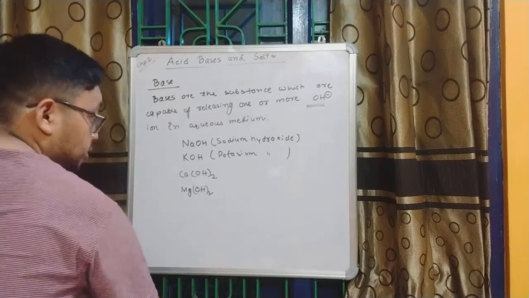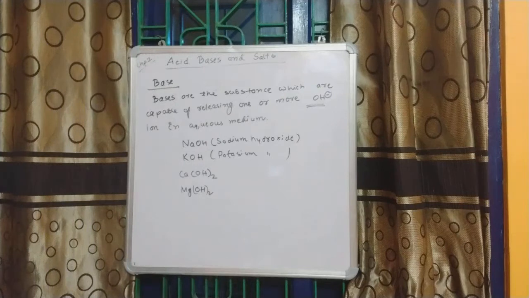Now, the next question is how to identify whether a substance is acid or base. We know that acids are those which contain H plus, bases are those which contain OH minus. We also know that acids taste sour, and bases taste bitter and feel soapy. I am talking about base. Now the question is, how can we identify?